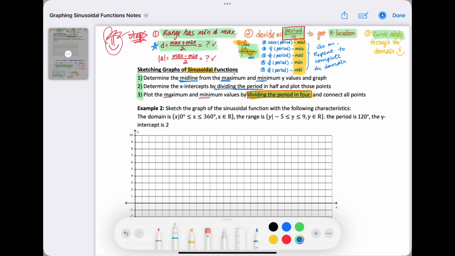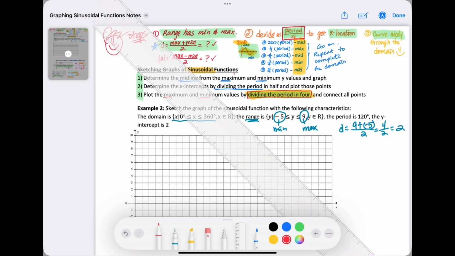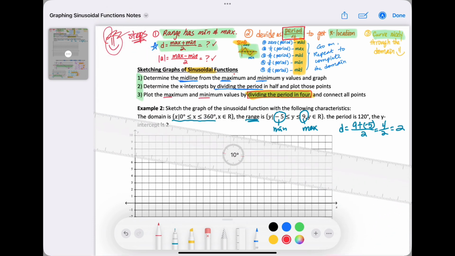So let's go to example 2. We are given the domain from 0 to 360 degrees. The range tells me -5 is my minimum and 9 is my maximum. Awesome. What does it tell us? We know that my D value is equal to the maximum plus the minimum divided by 2. So I know that will be 2. That tells me I can have my principal axis at 2.